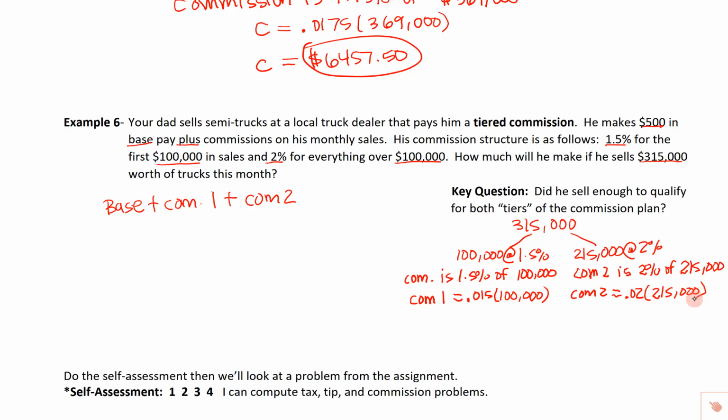All right, now we can figure out what these are, or we can just put it into this equation over here. So our base pay, if you come back up to the problem, it says he makes $500 in base pay. So I'm going to replace the base pay with 500. Commission 1, we kind of figured that out over here, is our 0.15 times 100,000. So I'm going to put that right here.